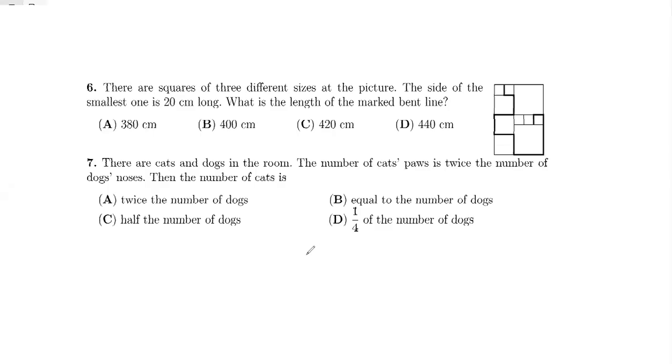Now let's read question number 6. There are squares of 3 different sizes in the picture. The side of the smallest one is 20 centimeters long. What is the length of the marked bent line? So we are saying each side is 20. Let's just start with the dark line.